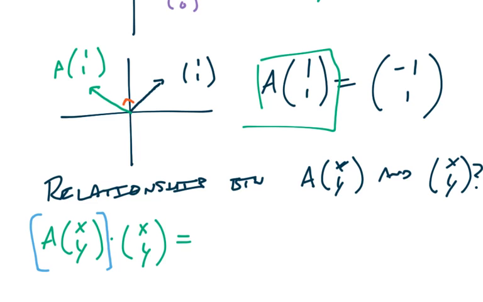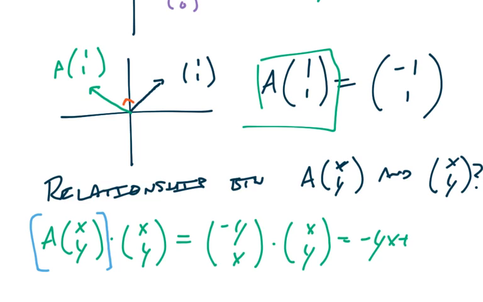Okay, so inside the blue brackets here, we already said this is the vector negative yx, and now we're going to dot this with the vector xy. And wouldn't you know it, this is minus yx plus xy, and that is 0. So the matrix A takes any vector and sends it to a different vector that is orthogonal to the original vector.